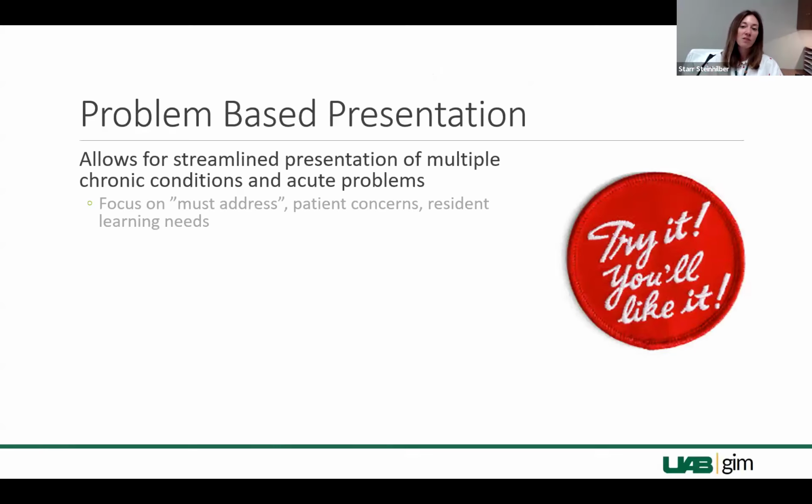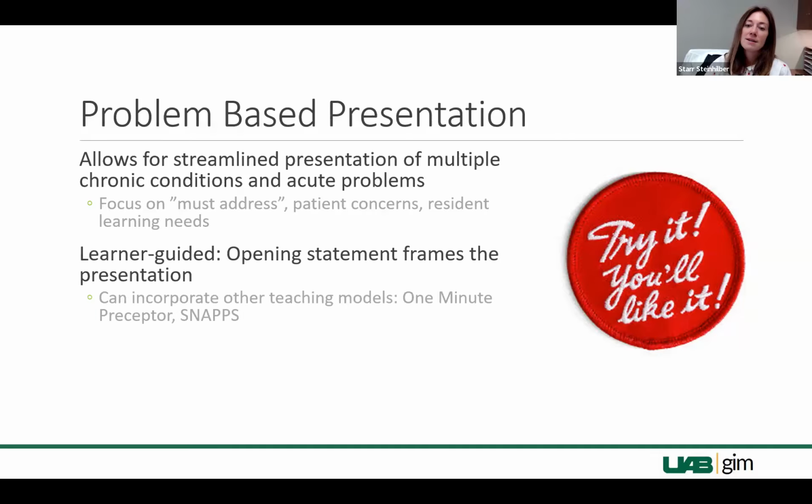We have found that we feel like it does allow for streamlined presentations of multiple chronic conditions, and helps us know what is a must addressed, what the patient was worried about, and then trying to make sure we get to those high things, even if we don't get to everything on the list. We also love that it was learner guided, so they get to frame what they tell you, which is also a great place to give feedback. So if they tell you about three things and then you're in the chart and you find something else that seems way more important, it's also a good thing to educate them on the clinical reasoning behind that and the acuity of which outpatient things are more acute versus not.